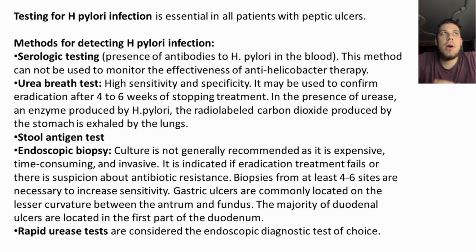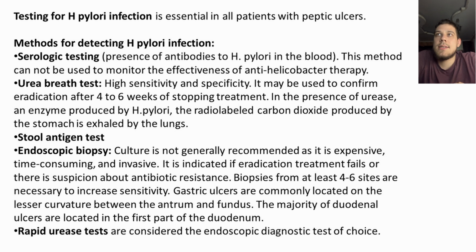Testing for Helicobacter pylori infection is essential in all patients with peptic ulcers. Methods for detecting Helicobacter pylori infection are: first one, serologic testing. It detects antibodies to Helicobacter pylori in the blood, but it cannot be used to monitor the success of anti-Helicobacter pylori therapy.